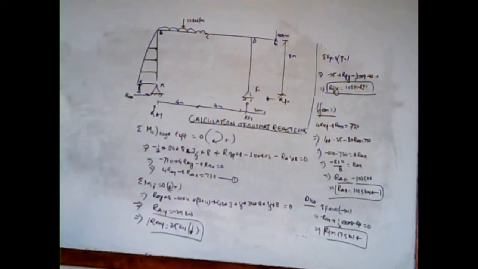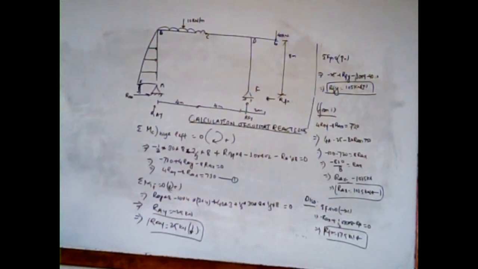The 1/3 is used because we are measuring from the perpendicular section, not from the angle. So when we measure from the apex, it is always 2/3, and from the base we use 1/3. So solving this, we will get RAY equals to minus 25 kilonewton. The minus sign signifies that the direction we assumed at the reaction is in just the opposite sense.